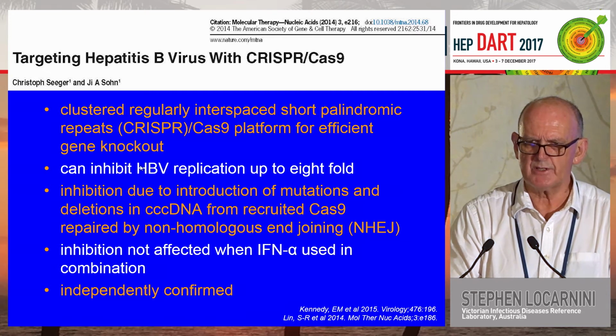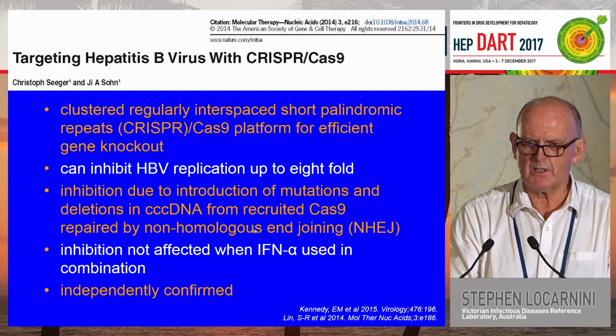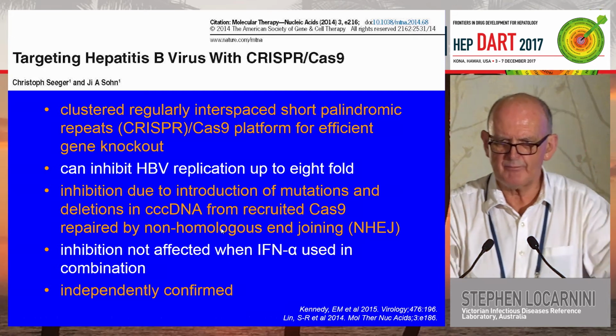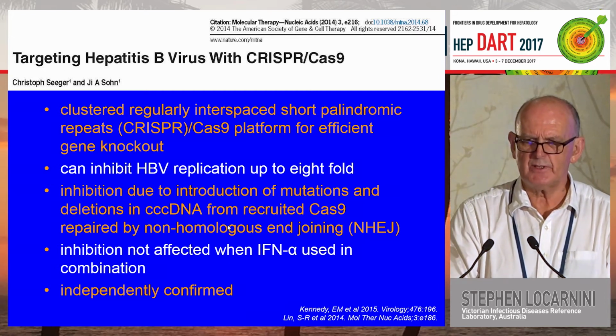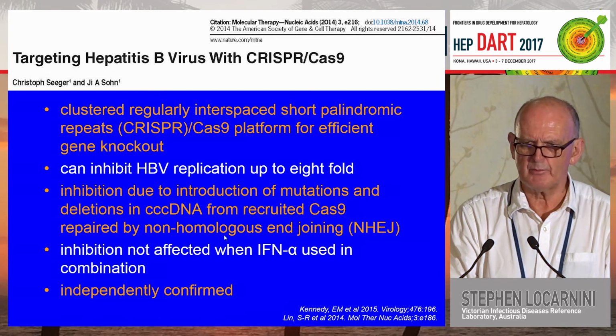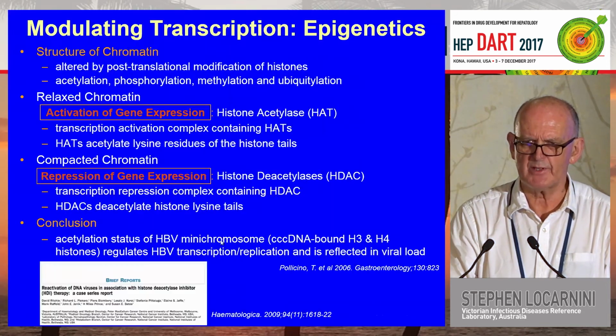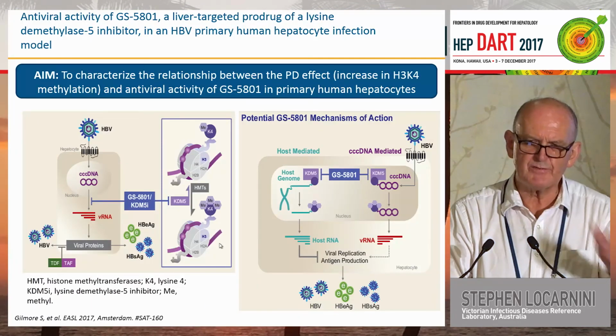And Christoph Seeger published an elegant paper some years ago showing that using this platform you can knock out genes and inhibit HBV replication by 8-fold, and showed specificity to the cccDNA form from the recruited Cas9. This inactivation was achieved through non-homologous end joining recombination. Interestingly, the inhibitory activity of the CRISPR-Cas9 platform that Christoph developed was unaffected by interferon alpha when used in combination, and a number of groups have now independently confirmed the seminal observation. For the sake of time, I'll remove those.